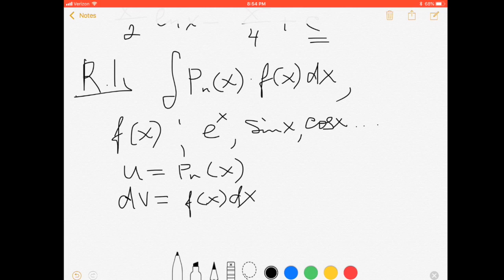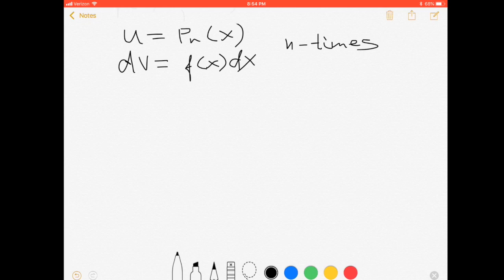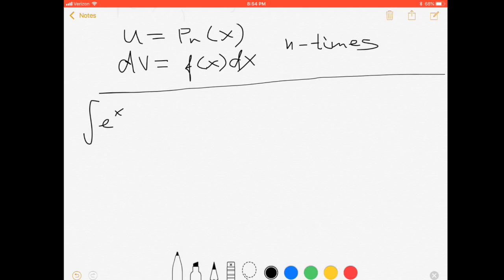Okay, and how many times do we need to do it? N times, until your polynomial function is constant, and the final integral will be a table integral. Okay, great. And what about the question about our last example, what I wrote when we started the lecture? It will be the integral of e to the x sine x dx.